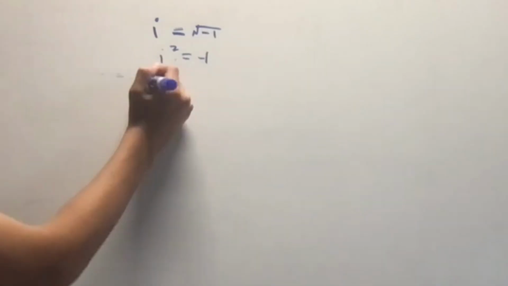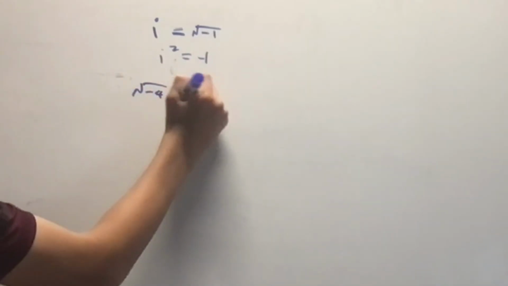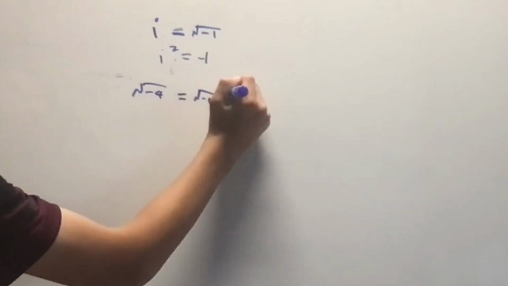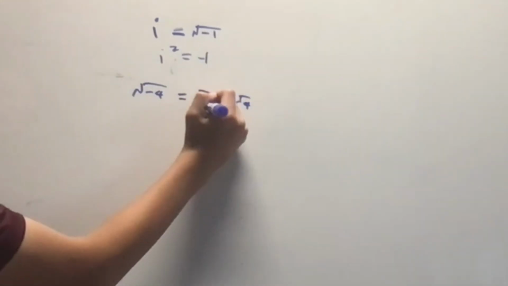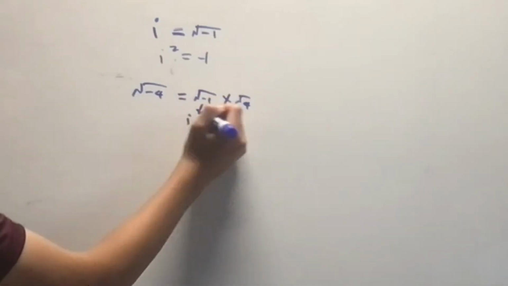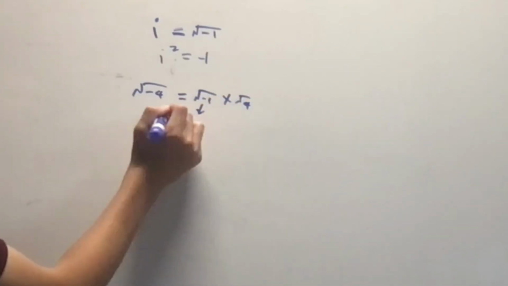i can be used to simplify many square roots involving negative numbers. For example, the square root of -4 equals the square root of -1 times the square root of 4. And we know that the square root of -1 is i and the square root of 4 is 2, so this becomes 2i.